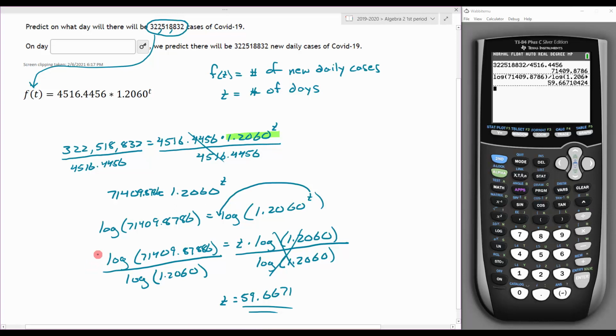All right, so that is how we start from raw data to making a scatter plot that represents our data, that represents the growth of the new daily cases of COVID-19, to creating an equation that we can then use to make predictions and answer questions about the pandemic. This is how this math is used.